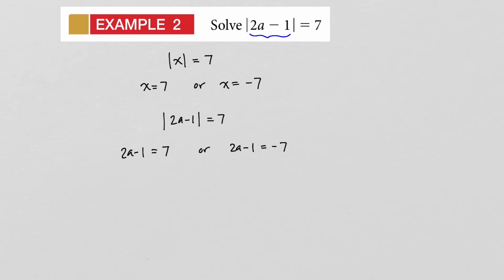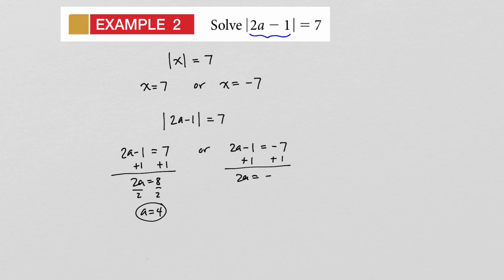And now all we need to do is solve each one of these equations. So if I add 1 to both sides here, we get 2a is equal to 8. And finally, dividing by 2, we end up with a equals 4. And if we solve the other equation, we end up getting a is equal to negative 3. And so we have two solutions. There are two numbers that will make this equation here true.